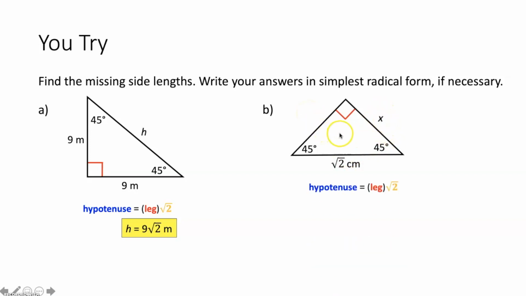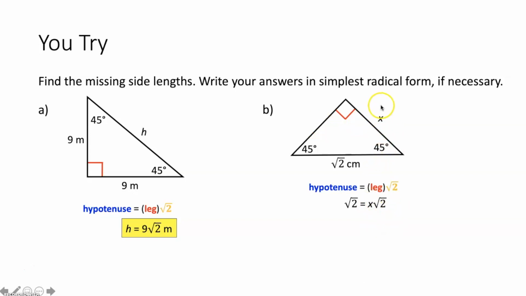Now, in this particular instance, we are again given the hypotenuse measure and we're solving for the leg. We still use the exact same equation. We just plug in what we know. We know that the hypotenuse is equal to rad 2 centimeters. So that's going to go in here. We know that our legs are going to measure x. So we plug that in here.